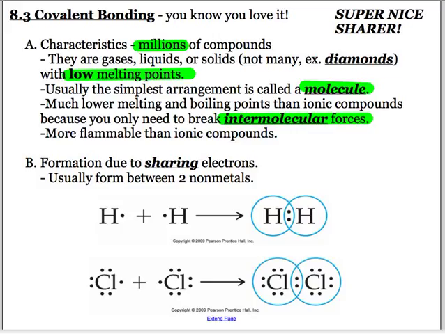And again, the difference between ionic and covalent is that when you're doing covalent, you are sharing electrons, and you're very nice, and everyone likes you. So this is just an example here. Hydrogen showing that we're sharing, chlorine showing that we're sharing.